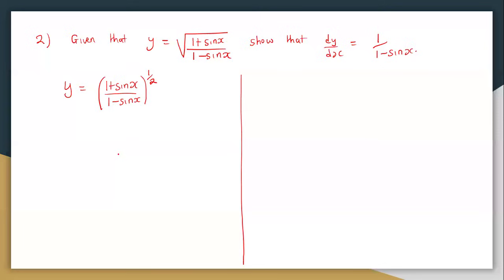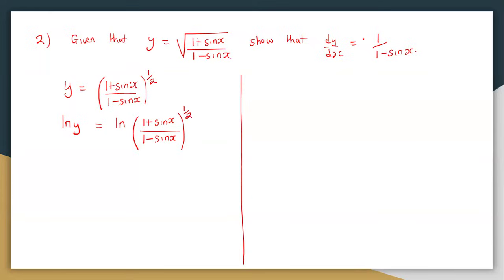Now, before I come in with my ln, I can first separate it. It is very okay. If you do not want to separate it, what you do is remember that this half affects the numerator and the denominator. So I can introduce ln. I can say ln of y is equal to the ln of everything, 1 plus sine of x divided by 1 minus sine of x, but everything to power a half.